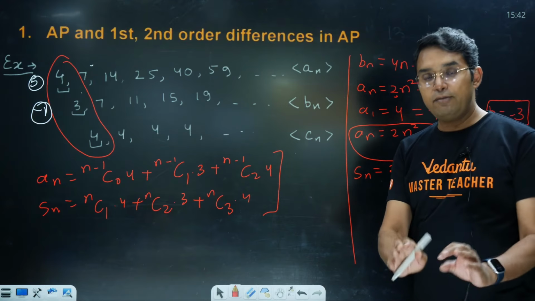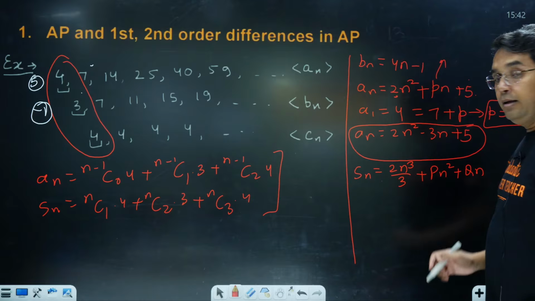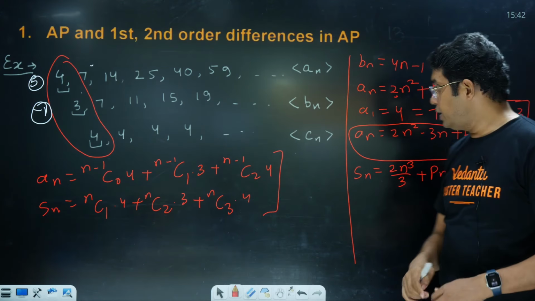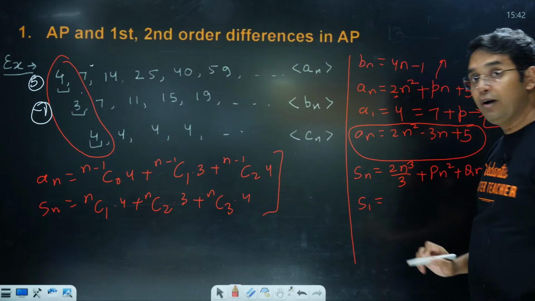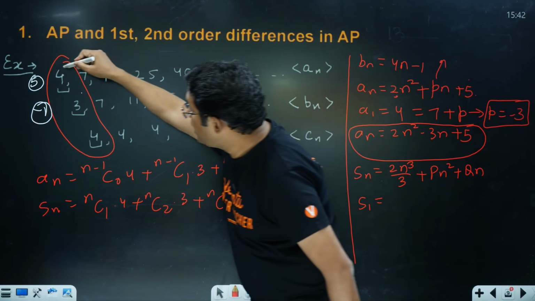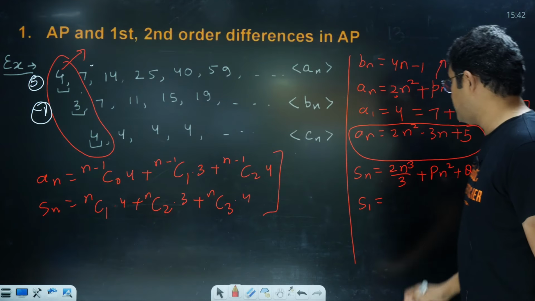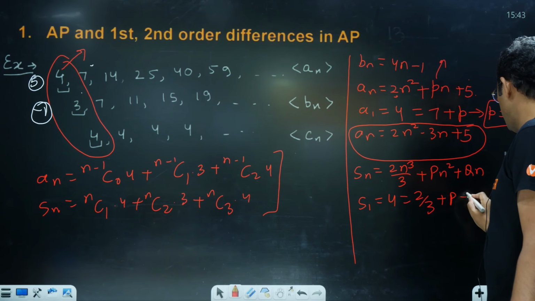Here I have saved at least one coefficient to be found. Only 2 are unknown. For this you need one less equation, and that too will be easier if you follow me. Now S1, as I told you, will be equal to how much? I think 4, because it is just the first term. So 4, and that will be equal to 2 by 3 plus P plus Q.